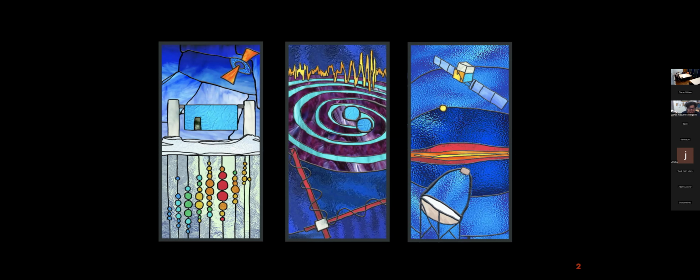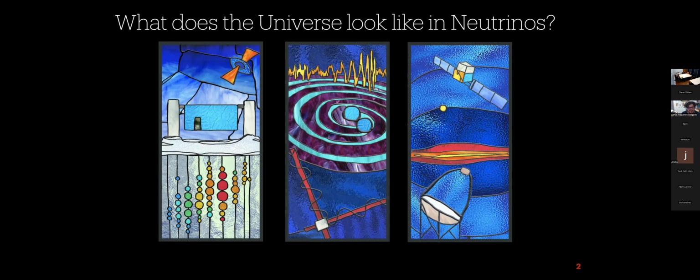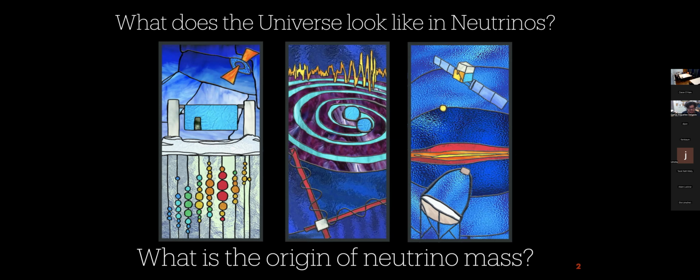And what I try to do is to understand two distinct questions. The first question is, what does the universe look like in high energy neutrinos? And then the second question, which is going to be the core of this talk, is related to the origin of neutrino masses, and it's related to the question of can these high-energy astrophysical objects that we're discovering tell us anything about neutrino masses?